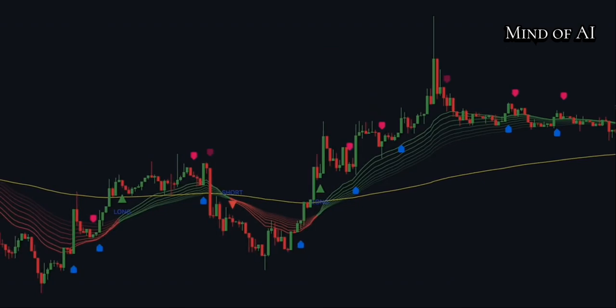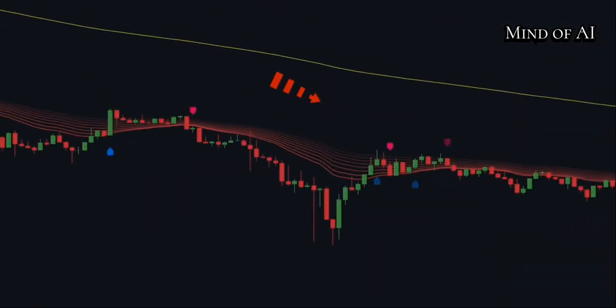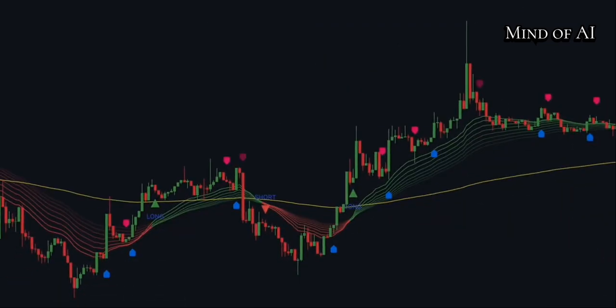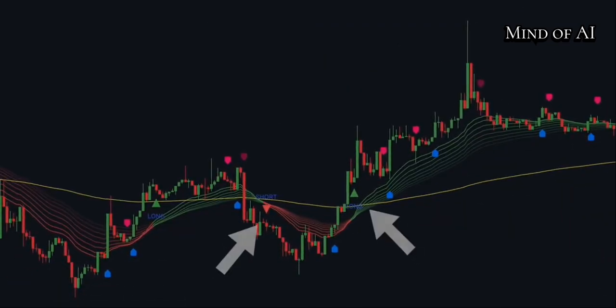When the ribbon is sloping upwards, it indicates that the market is in an uptrend, and when the ribbon is sloping downwards, it indicates that the market is in a downtrend. The EMA ribbon will help us identify potential buy or sell signals based on the direction of the trend and the location of the price relative to the moving averages. As we can see, this EMA ribbon indicator comes with buy and sell signals.